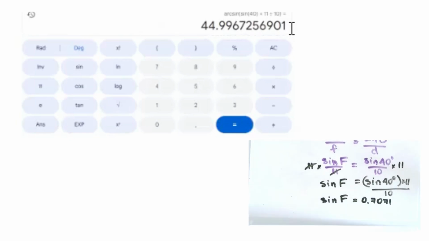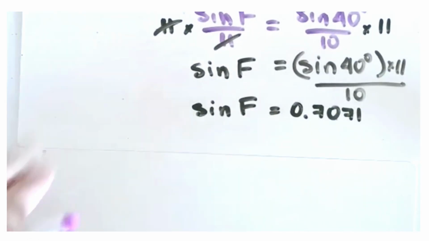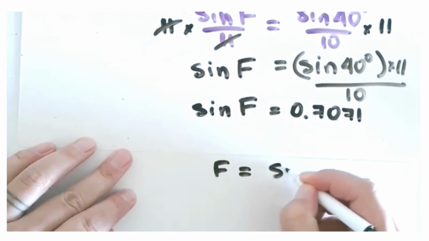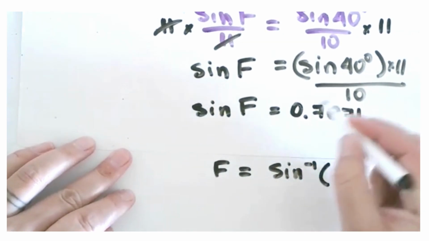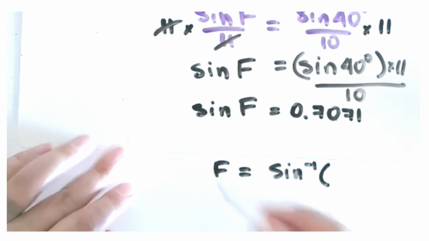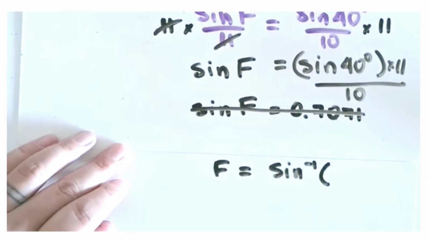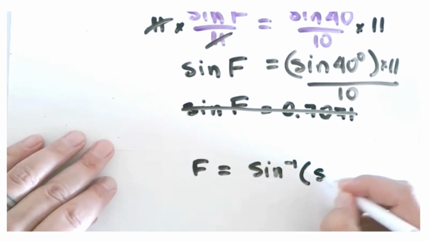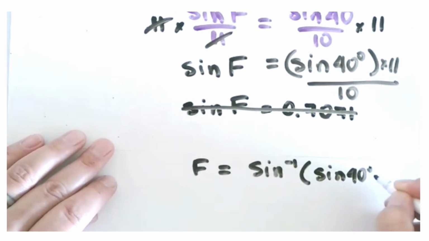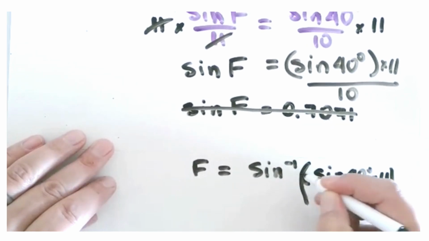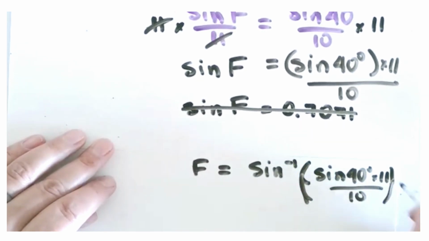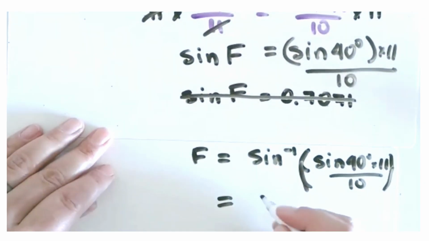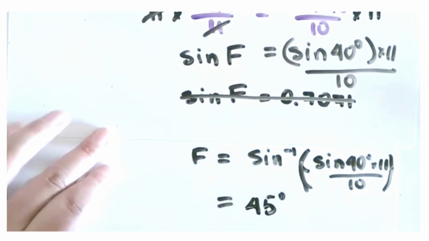So let me just show you what that would look like when you write it out. In order to find F, I need to take the sine inverse. So F equals sine inverse of, you could just type in the decimal value because you found it. But I actually like to skip this step once I'm comfortable with it. Sine inverse of sine 40 times 11 divided by 10, and that gives me 45 degrees.